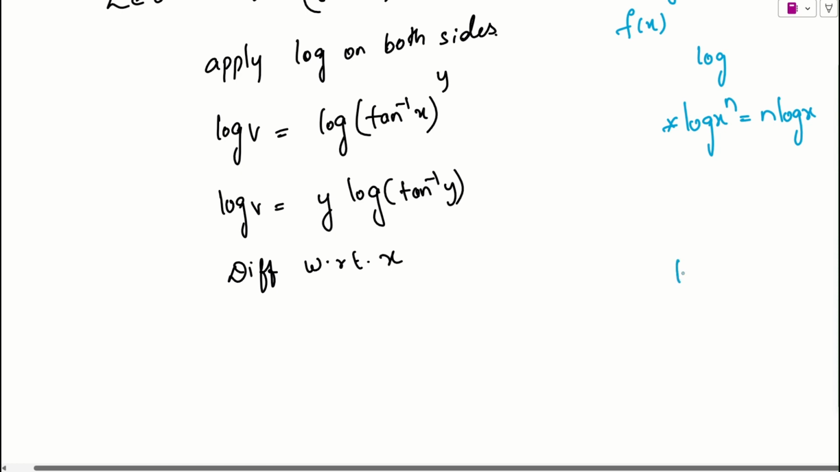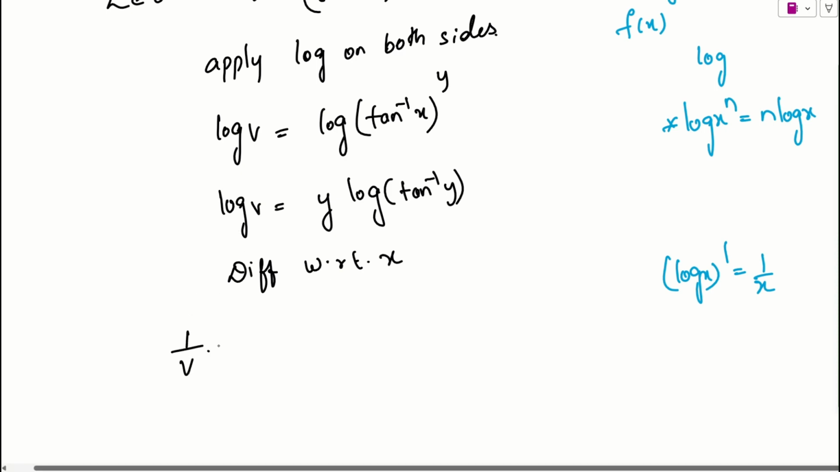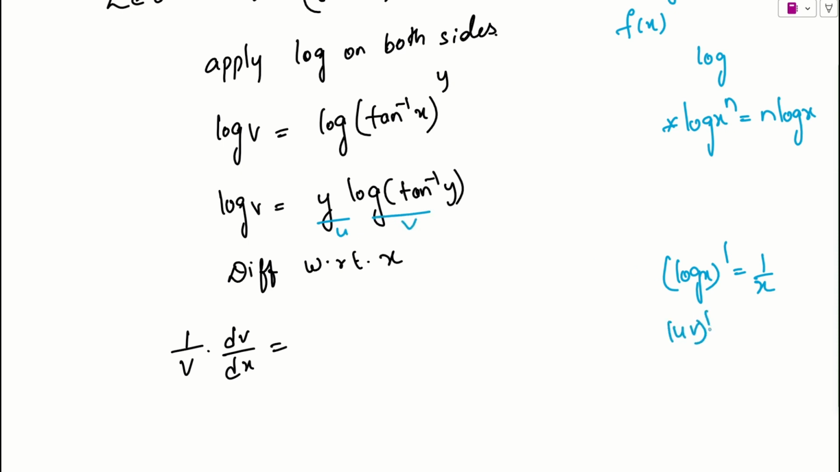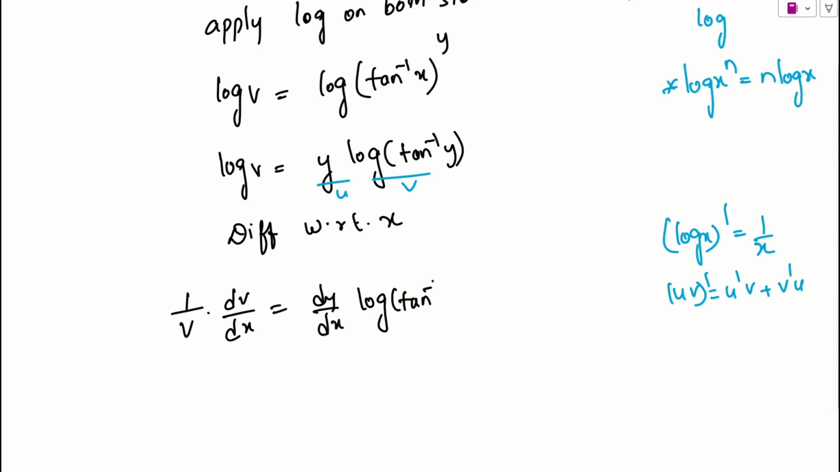Agree? So we know the derivative of log x will be 1 by x. So same formula I'll be applying here. With respect to x, log v derivative will be 1 by v and v derivative will be dv by dx equals. Right side, if you look into the problem, this is in the form of u into v. So we know the formula for the product rule: first term derivative plus second term as it is, plus second term derivative into first term as it is. Right? Yes. What is y derivative? dy by dx into the second term as it is, this is log of tan inverse of x.